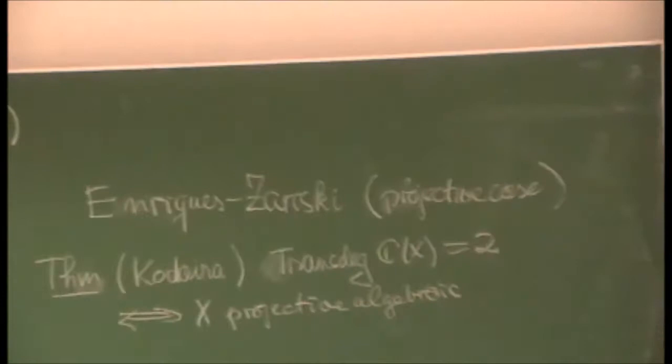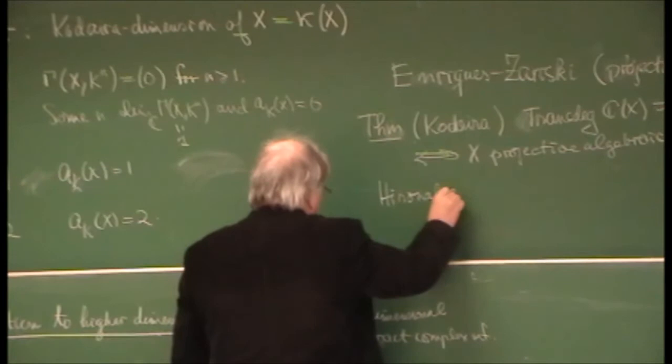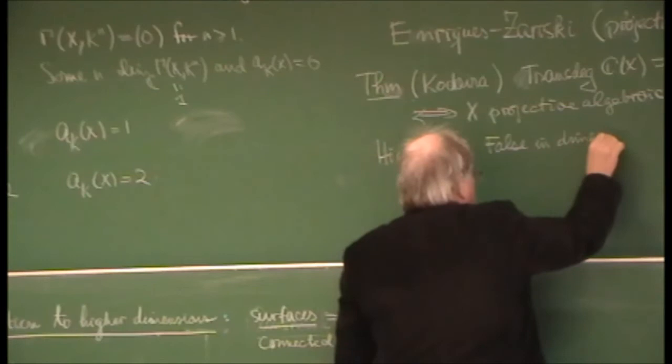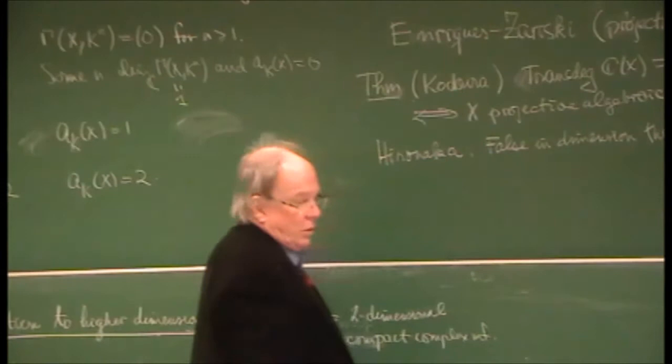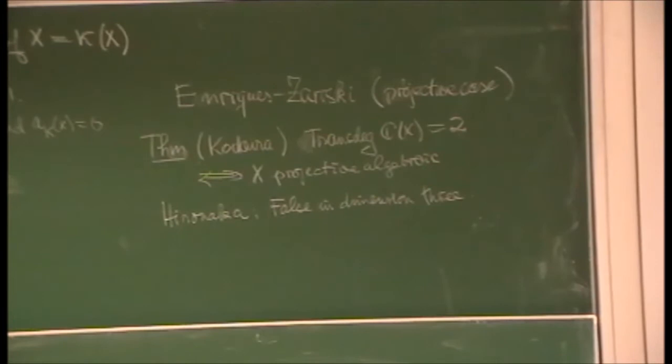Interestingly enough, there is a rather simple example due to Hironaka, some time ago, but I mean in modern mathematics. This is false in dimension 3. Of course, every projective threefold has 3 independent meromorphic functions, but it is not enough to get projective algebraic. Okay, as you see, this is becoming a rather Japanese theory.